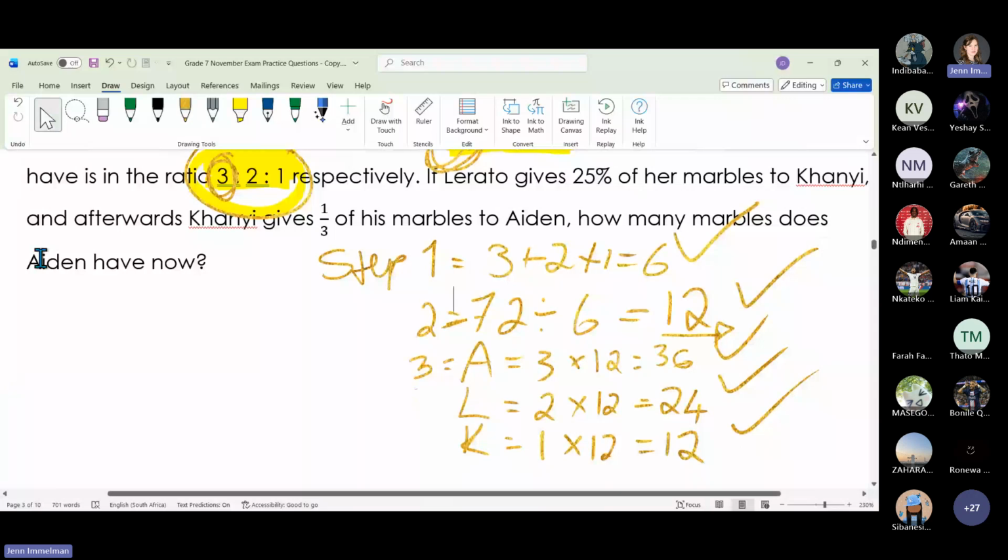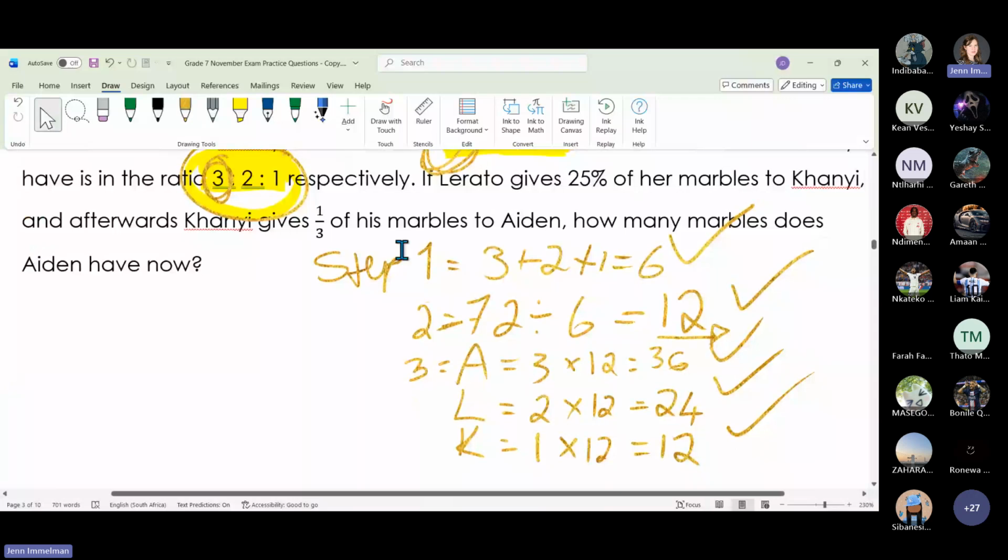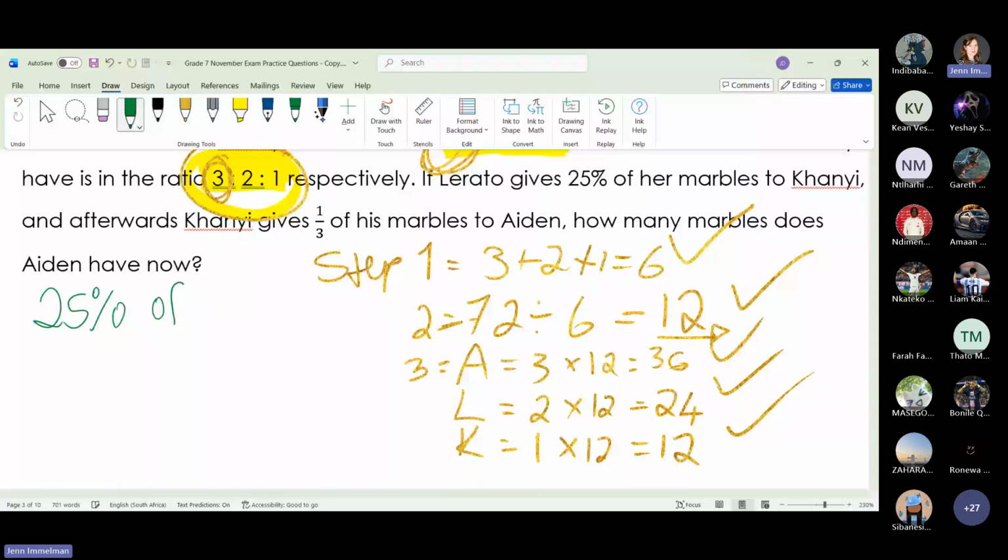Now I'm going to carry on reading. If Lerato gives 25% of her marbles to Kanye, and afterwards Kanye gives a third of his marbles to Aiden, how many marbles does Aiden have now? So first thing, Lerato gives 25% of her marbles to Kanye. My thinking is, okay, 25% of her marbles. How many marbles is 25%? So, 25% of Lerato's marbles. She has 24.